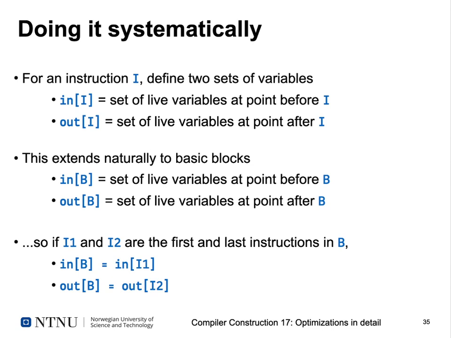And we can extend this naturally to basic blocks. So the inset of a basic block B is the set of live variables at the point before our basic block B, and the outset of our basic block B again is the set of live variables at the point after we finished executing our basic block B. So if we have two instructions, I1, which is the first instruction in our basic block B, and I2, which is the last instruction in our basic block B, then we know the inset of our basic block B is equal to the inset of the first instruction, and the outset of our basic block B is equal to the outset of our last instruction in our basic block.